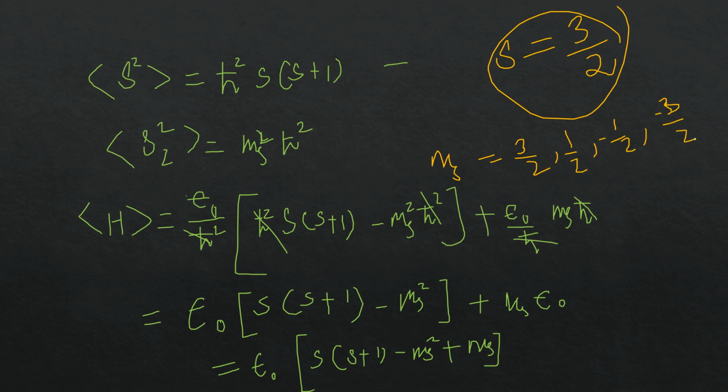Alright, so let's put in place of these ones. The expectation value of H is equal to epsilon naught times s into (s plus 1), that means 3/2 into (3/2 plus 1).